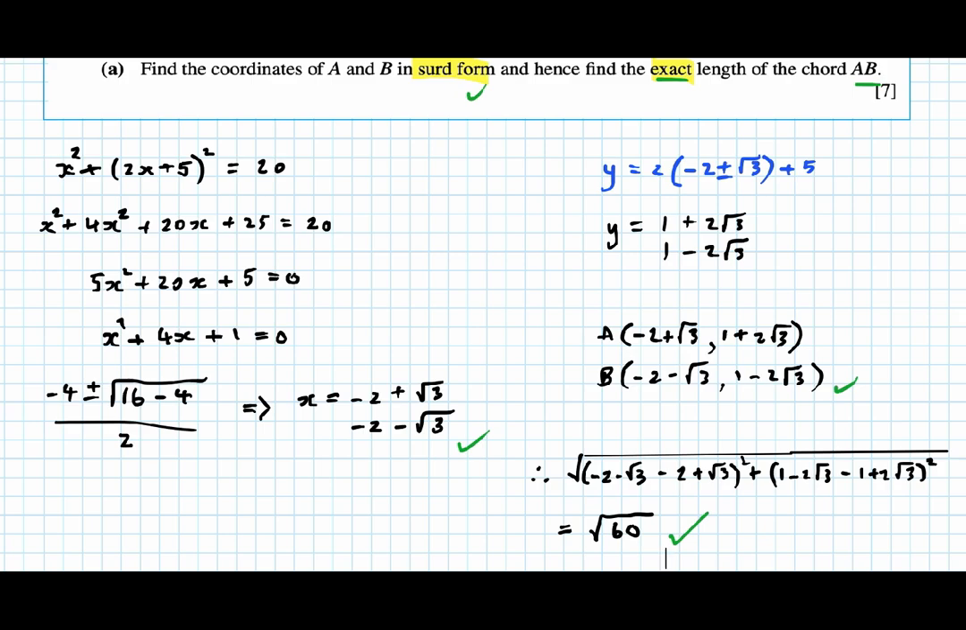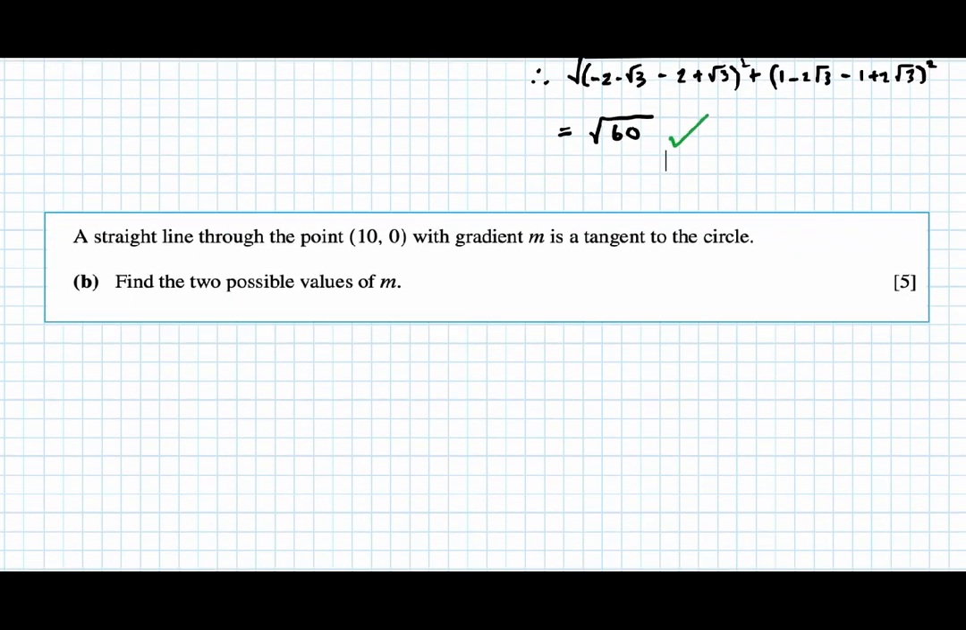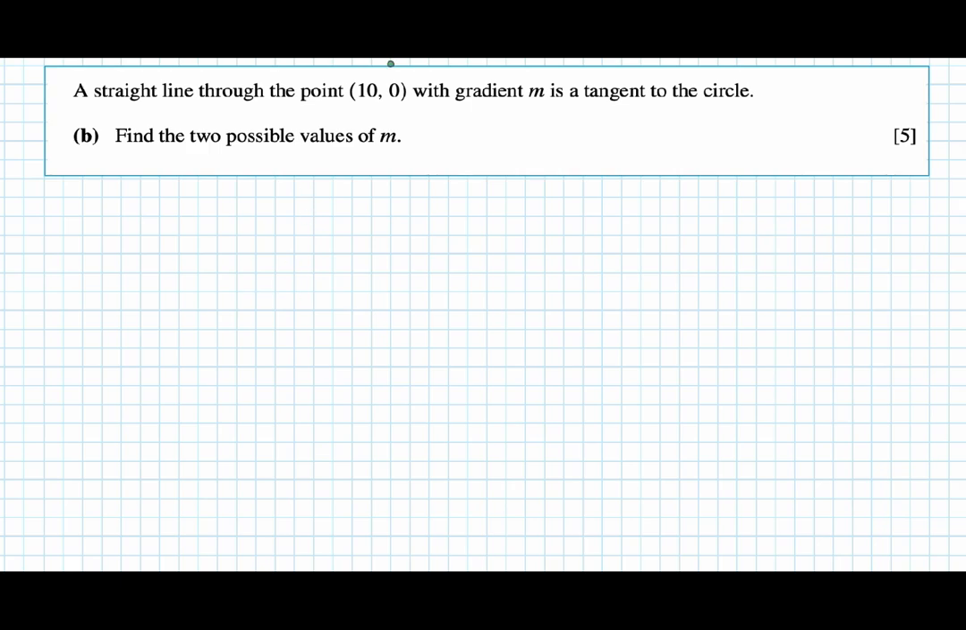Now we have a second part to this. Let me have a look. A straight line through the point 10 and 0 with gradient m is a tangent to it. So we're going to use our circle, x squared plus y squared equals 20. Let's plug in what we said for y there. So let's find that first. So y minus 0, that's the y value there, is equal to m times x minus 10.